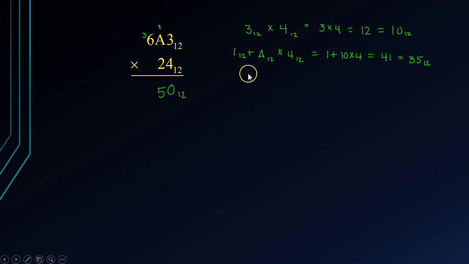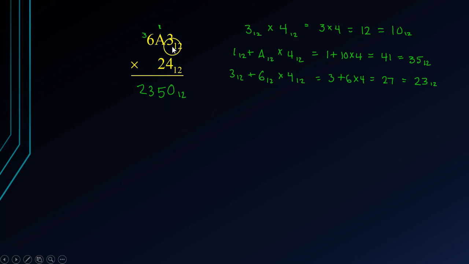So 3 plus 6 times 4, all in base 12, would equal 3 plus 6 times 4 in base 10 as well. That would total 27, which in a base 12 system would be 2 12s plus 3 left over. So I'd have 23 in base 12, so the 2, 3 would be here.